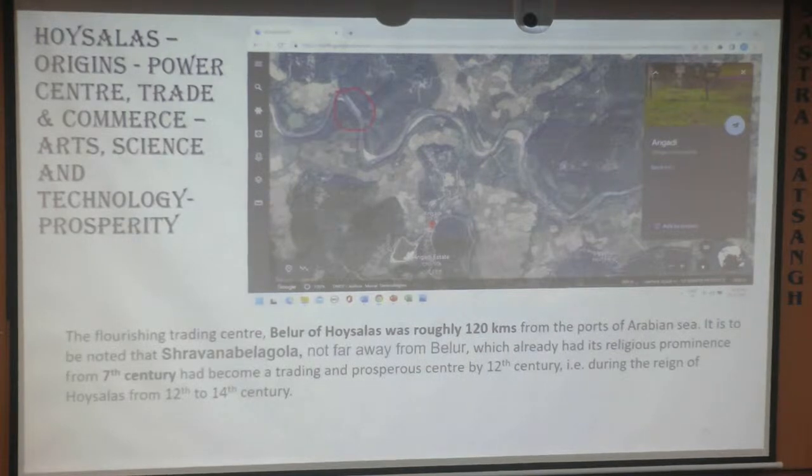And Sravana Belgola, which is very close to Belur, not very far away, was flourishing with religious prominence in the 7th century itself. And by the time the Hoysalas came to the manageable level, around the 12th century, it was a great thing. And this is just to say that rivers, towns, etc., had their own connotation with the rocks.